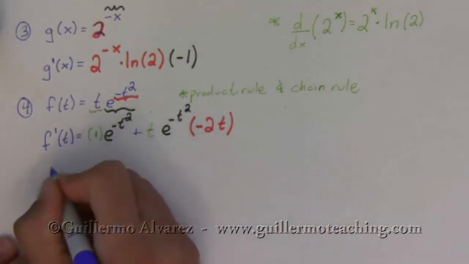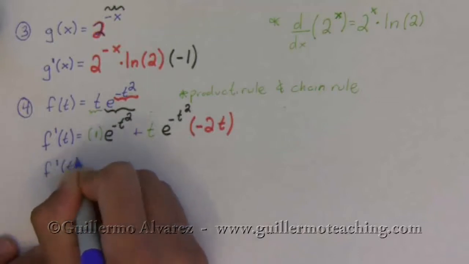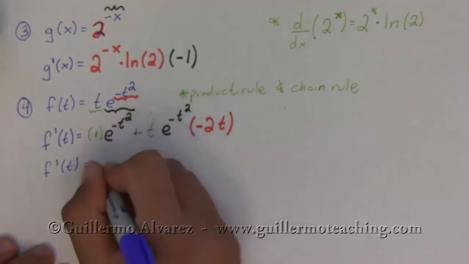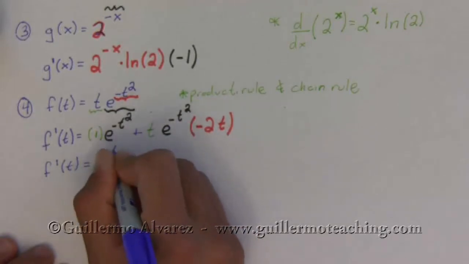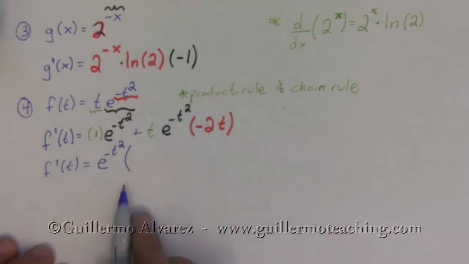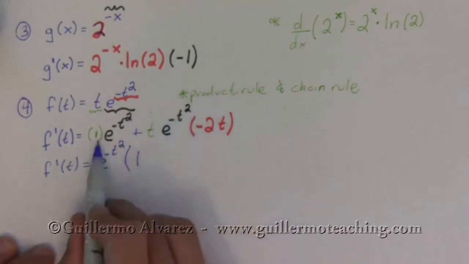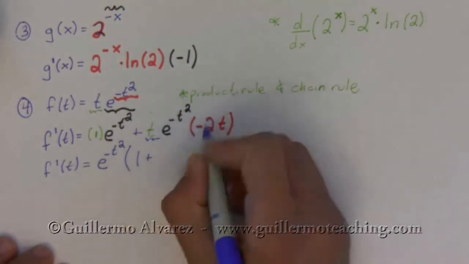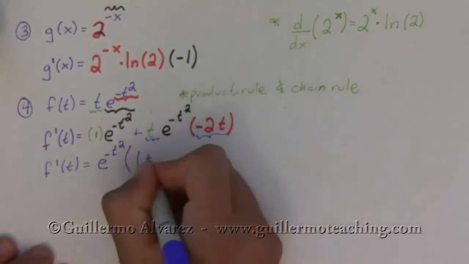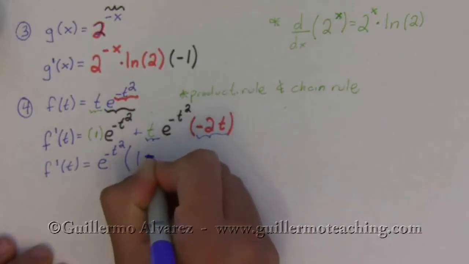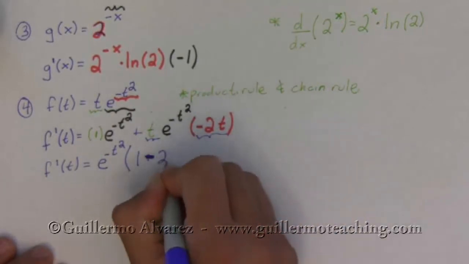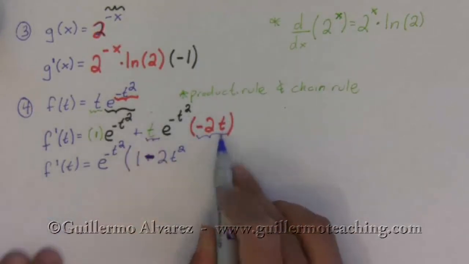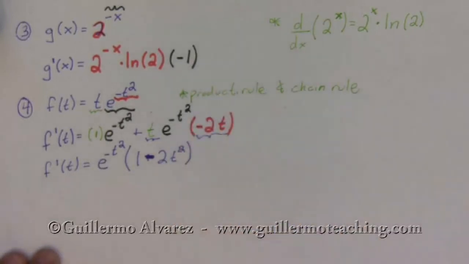We could, if we wanted to, simplify it a little bit more. Notice that you have an e to the negative t squared common in both, so I can factor this out. E to the minus t squared, and inside I would be left with 1 plus, if I combine this t and this negative 2t, this would actually be minus 2t squared. And that I get by multiplying the two t's. And so this is just slightly more simplified.